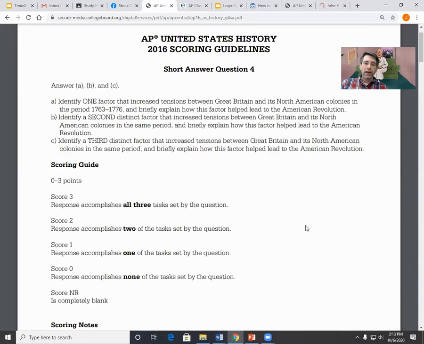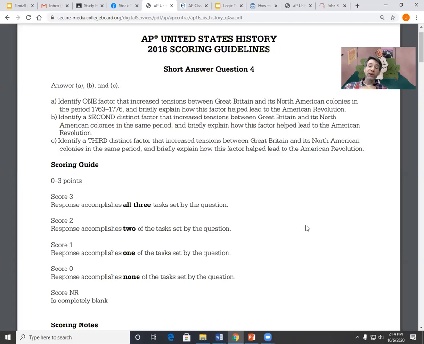Let's look really quickly here at the question. Identify one factor that increased tensions between Great Britain and its North American colonies in the period 1763 to 1776, and briefly explain how this factor helped lead to the American Revolution. You'll notice that B and C are exactly the same. So you need to have in total 3 different distinct factors that led to the coming of the American Revolution within this period. A few points really quickly in order to answer these correctly.